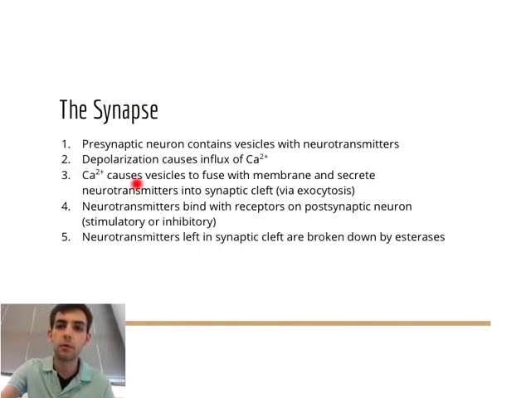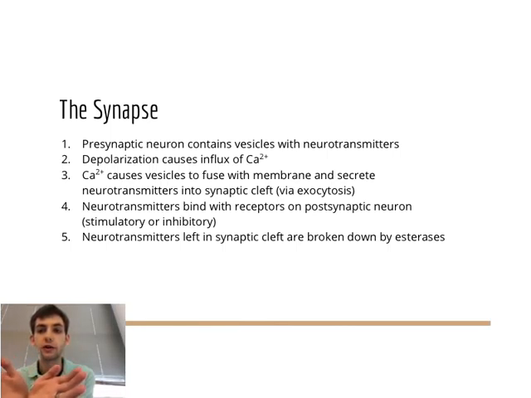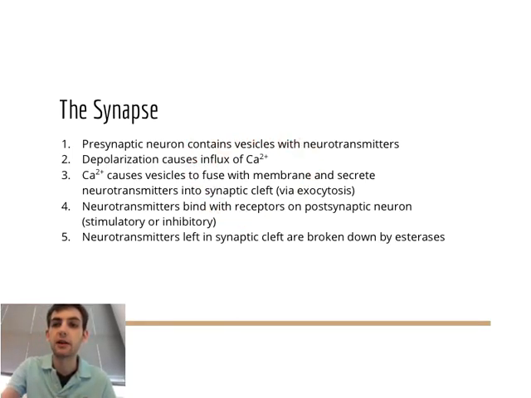Depolarization, so remember, what is depolarization? It's making something more positive. Depolarization causes an influx of calcium. That influx of calcium causes vesicles to fuse with the membrane, and then they secrete their neurotransmitters into something we call the synaptic cleft. That is the gap in between 2 neurons, and that occurs via exocytosis.